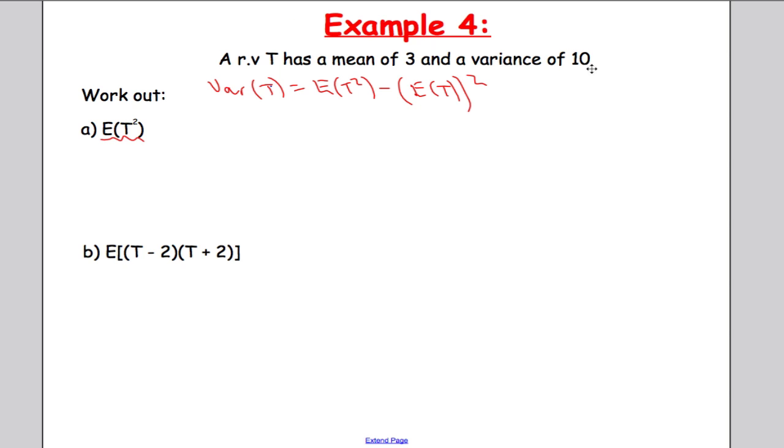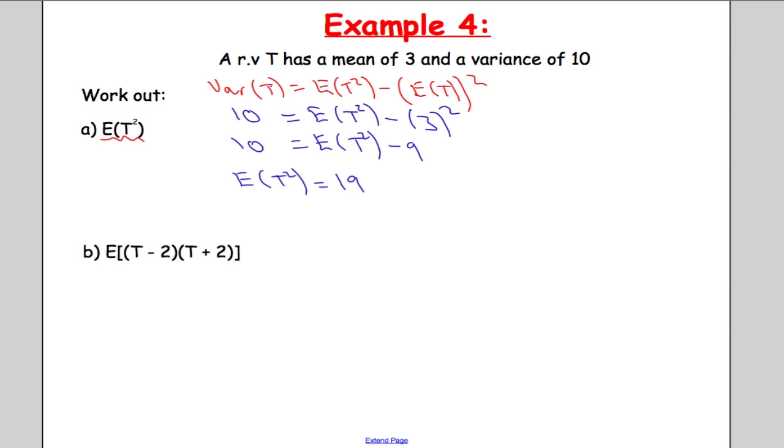So I know that the variance is 10. I'm looking for the expected value of t squared, and I'm going to subtract the mean squared, which is 3 squared. So 10 equals the expected value of t squared minus 9. And then adding 9 to both sides, we get that the expected value of t squared equals 19. That's the first one down. Let's have a look at the next one here.